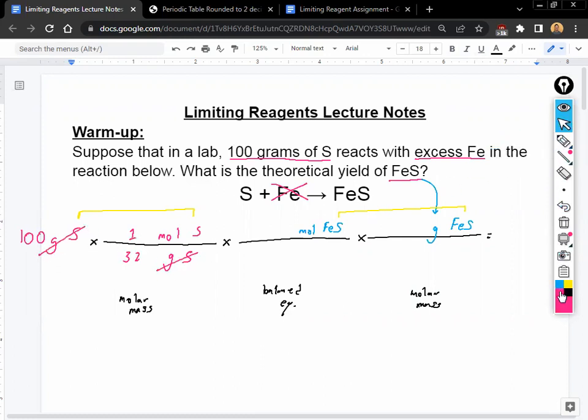Okay. Next, we're going to put moles of S on the bottom. If you guys notice, there's nothing in front of S and nothing in front of FeS. So we can just put a 1 in front of both. And so moles cancel out.